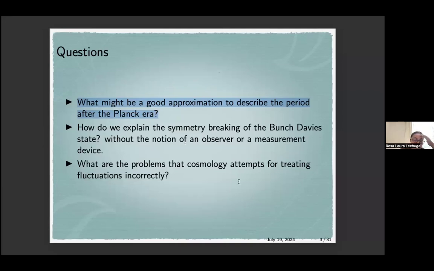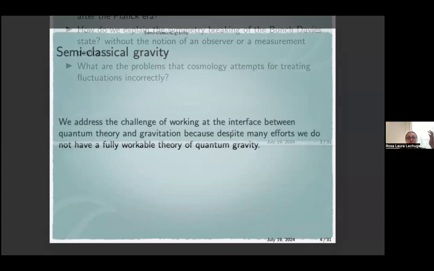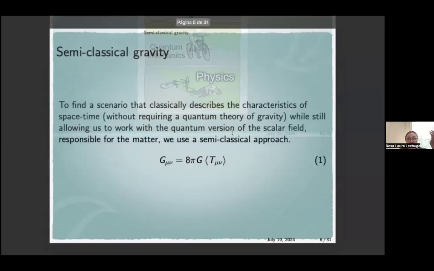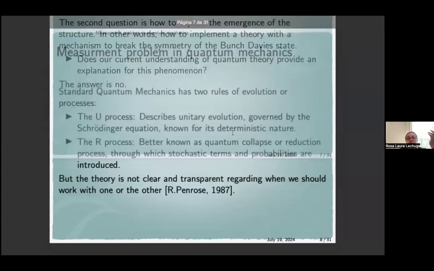That kind of theory emerges in order to solve the measurement problem in quantum mechanics, and this theory is capable of explaining the breaking of symmetry of the Bunch-Davies state. So people reproduce the power spectrum using this theory and address the scenario in terms of semi-classical gravity. But now let me show you, because someone could ask, and also I'll put the reference at the end.